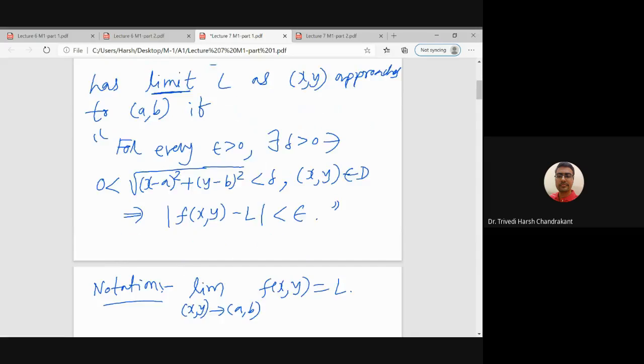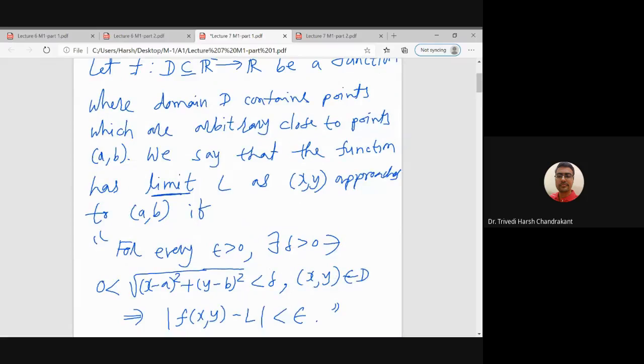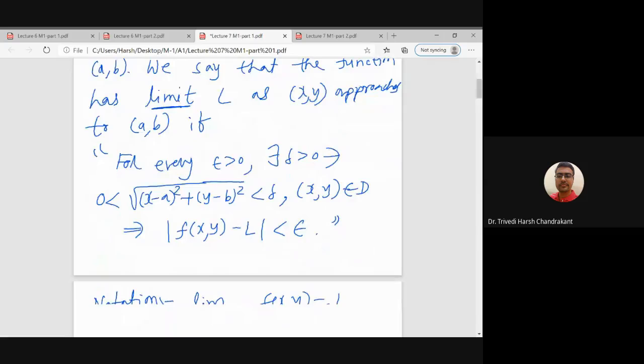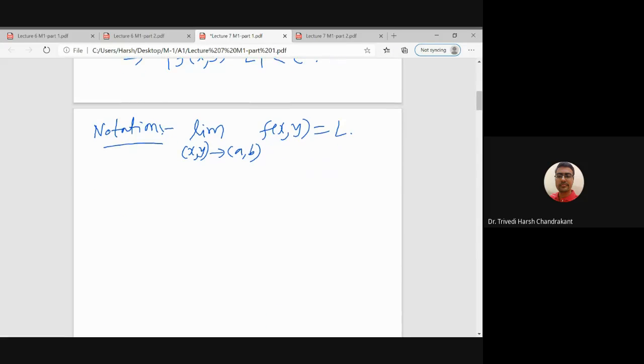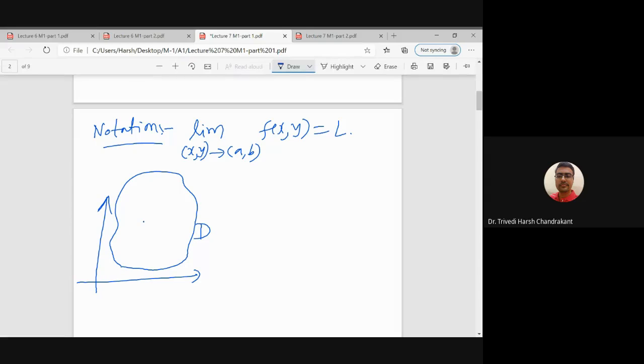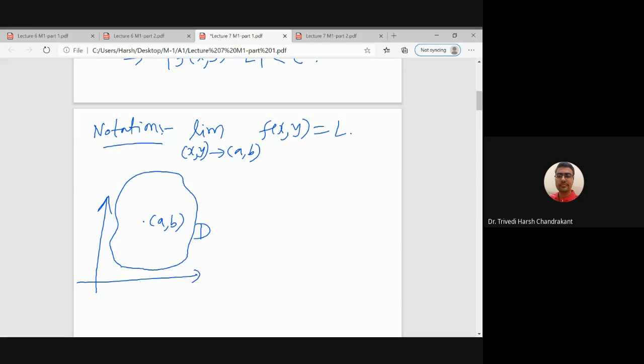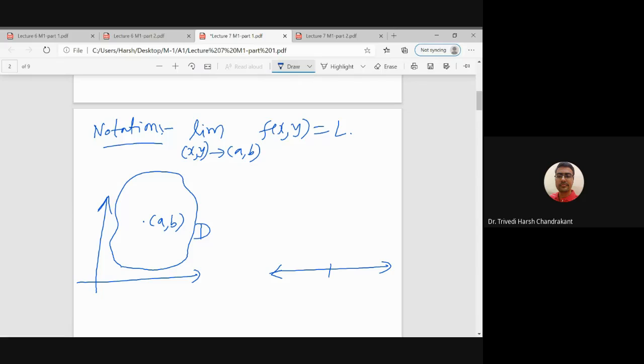Again, here also the point (a, b) may not be in the domain. Where we are finding the limit, that point is not required to be in the domain. But all points near that point should be in the domain so that we can approach that point. So what we basically have is a domain D in which we have a point (a, b) where we are finding the limit of a function. Our function is from D to the real line, and on the real line we have a number L.